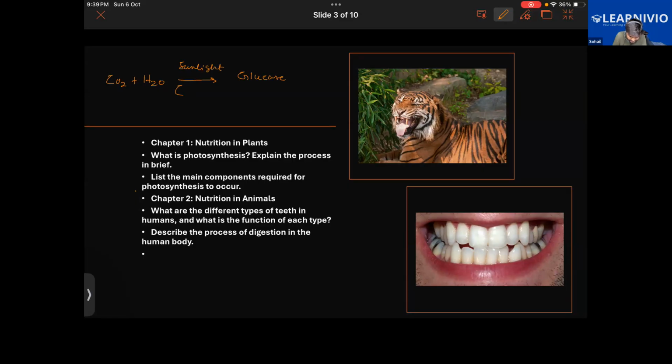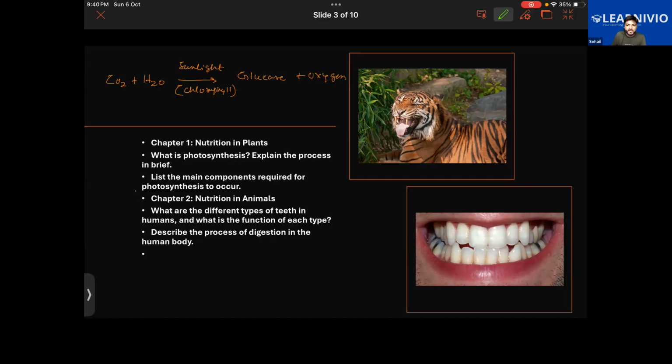And what is the site of photosynthesis? It occurs in the chlorophyll, right? Along with glucose, oxygen is also given out. They are the green plants that will be carrying it out.